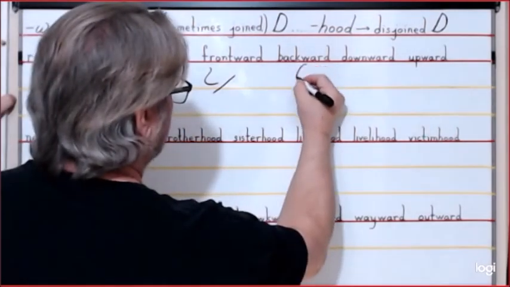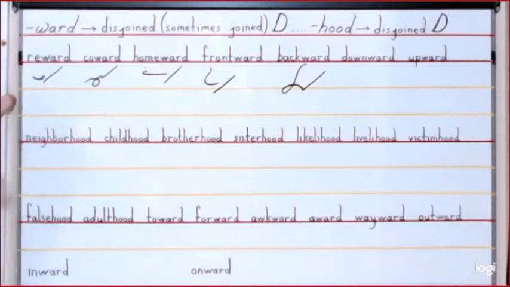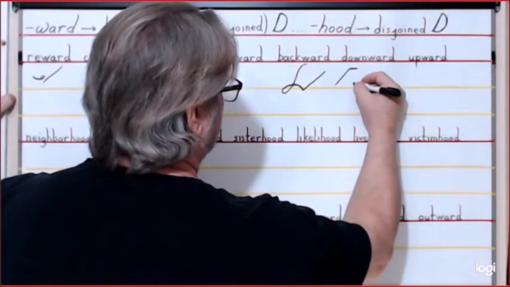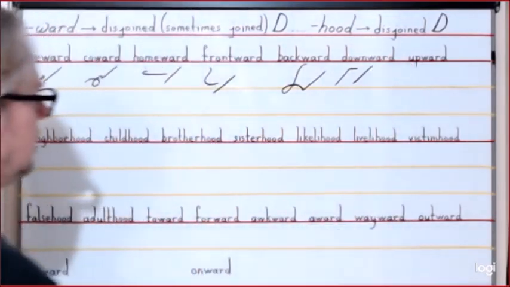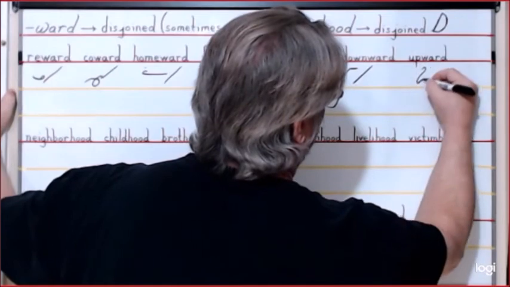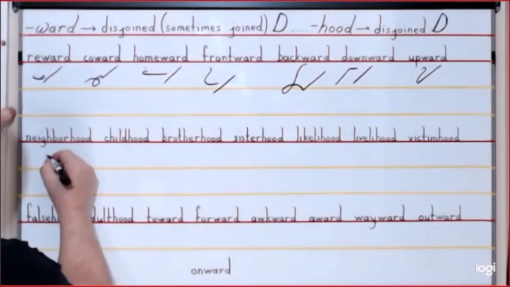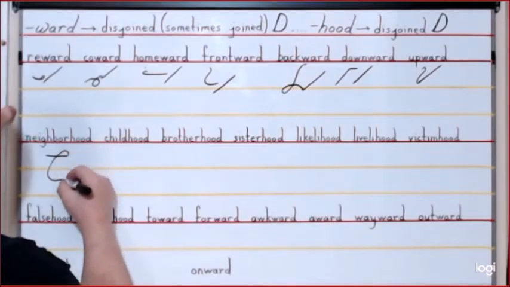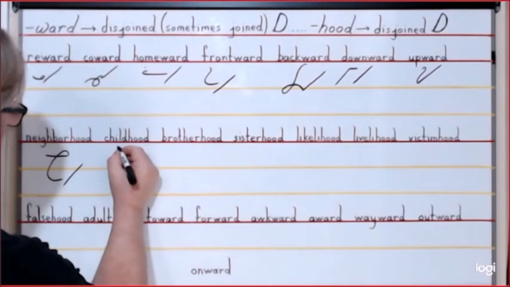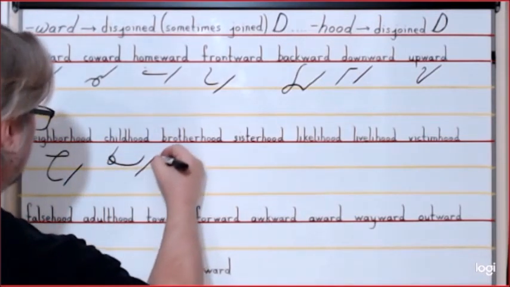Backward is B-A-K, and a joined D. Downward is D-N, and a disjoined D. Upward is a U-P, a joined D. Neighborhood is N-A-B-R, disjoined D. Childhood is C-H, long I-L-D, disjoined D.